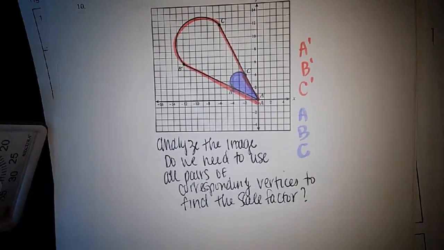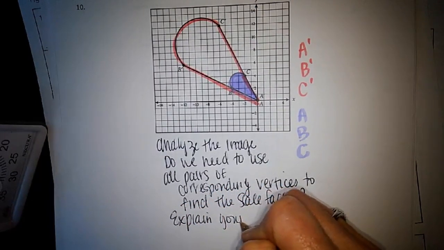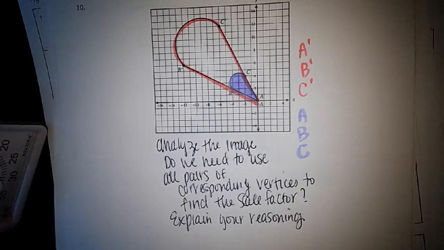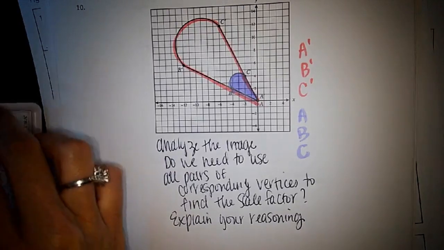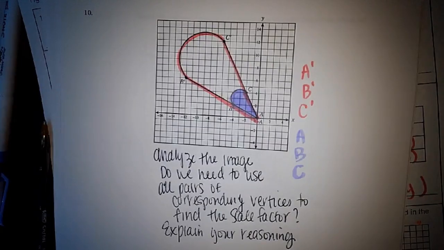I'm going to give you 2 minutes to talk this over with your groups and to solve this problem. You may go. So, what did y'all say? Do we need all pairs of corresponding vertices to find the scale factor? Why not? Explain your reasoning. Is it necessary?